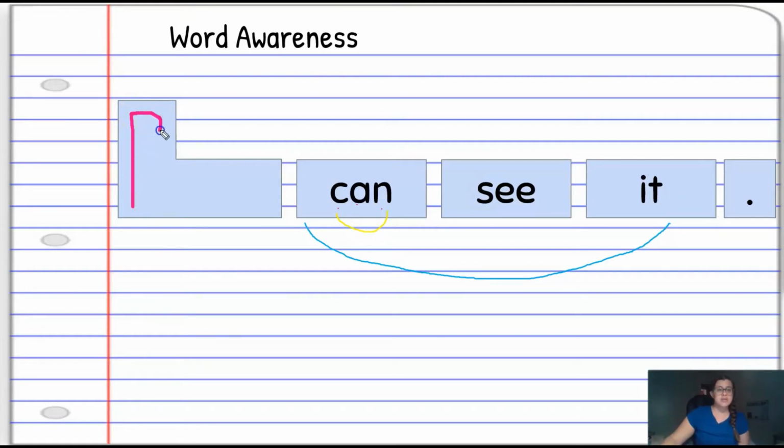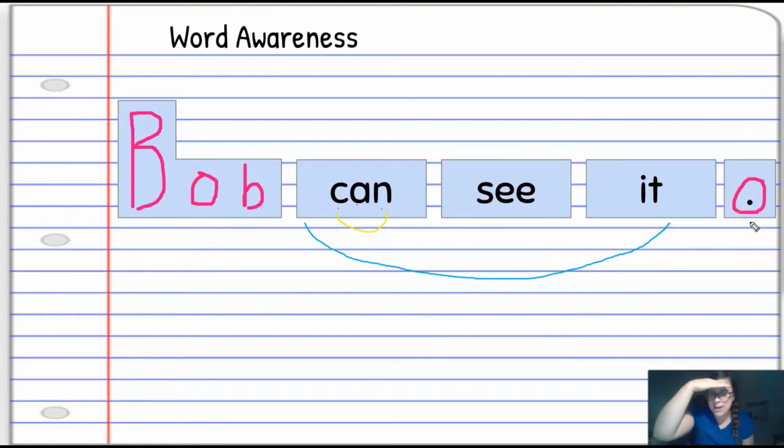We are going to use the name Bob. Now, my sentence is complete because I have an uppercase letter at the beginning and a period at the end. Let's read our sentence. Bob can see it. Bob can see it. I see a period at the end, and that tells me to stop. The uppercase at the beginning of the sentence tells me this is the beginning of a sentence. The period tells me to stop.